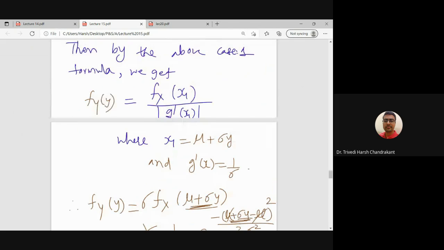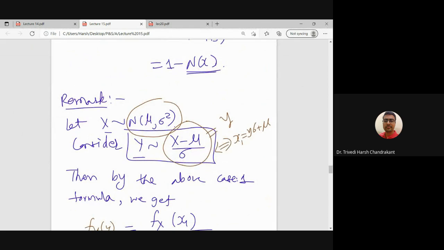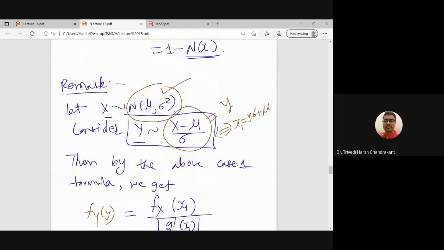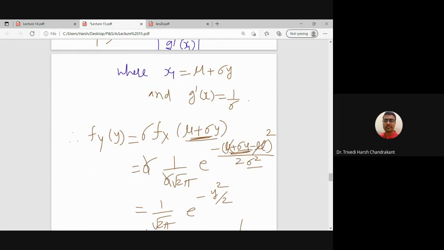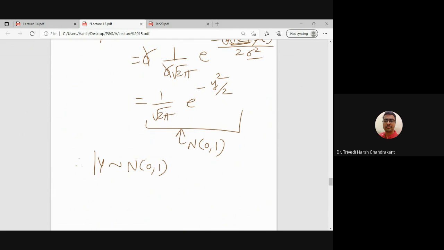So what we have done, let us recollect again. We started with a normal random variable X with arbitrary mean mu and arbitrary variance sigma square. Using X, we constructed a new random variable Y in terms of mu and sigma. This new random variable Y follows the standard normal distribution.